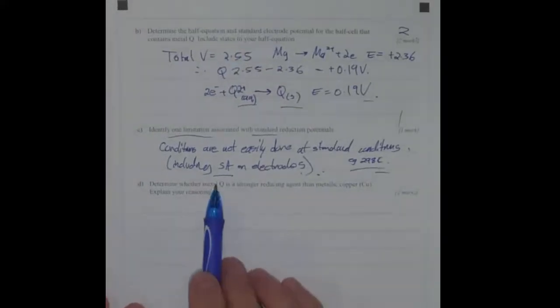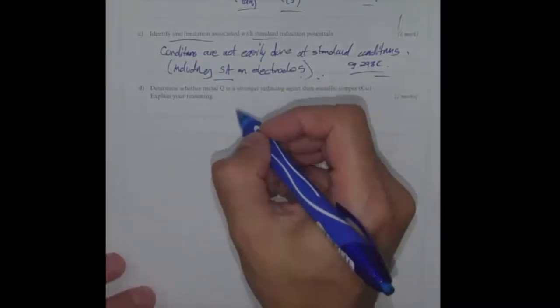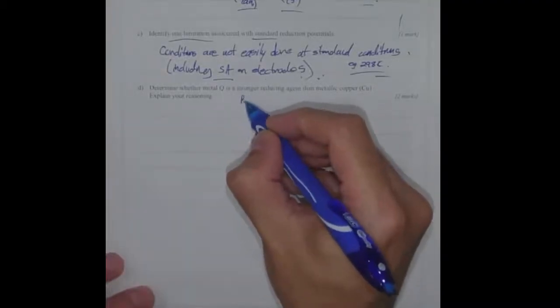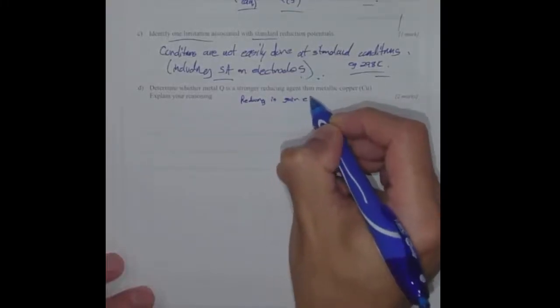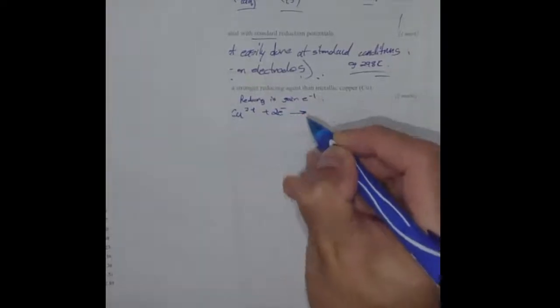All right, determine whether metal Q is a stronger reducing agent than metallic copper. Explain your reasoning. Okay, so reduction is the gain of electrons. Where's our standard reduction potential table? Where's copper? So we want copper fully reduced, so it's this one. Cu2+ plus 2 electrons goes to Cu solid, and that is plus 0.34.